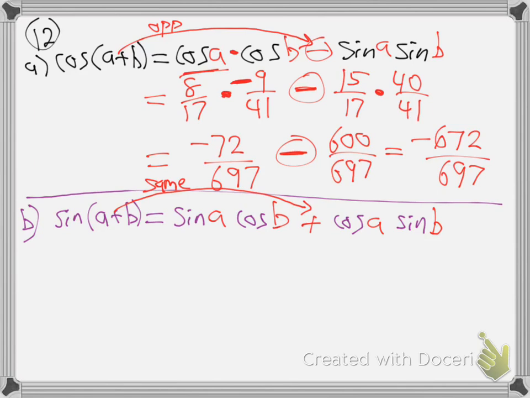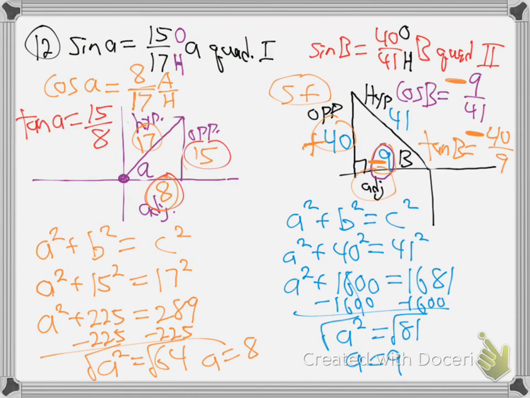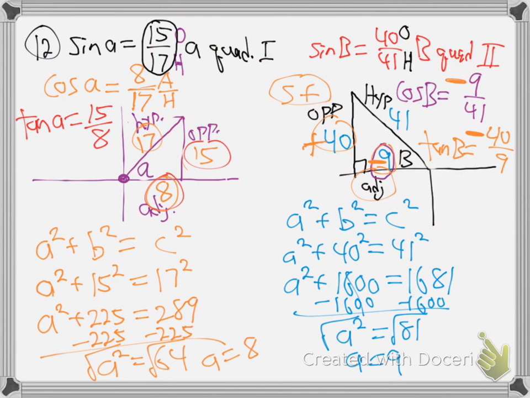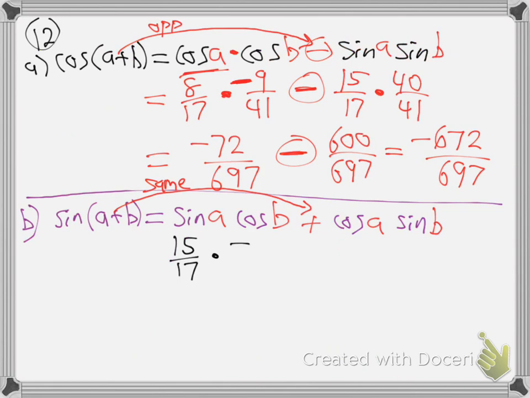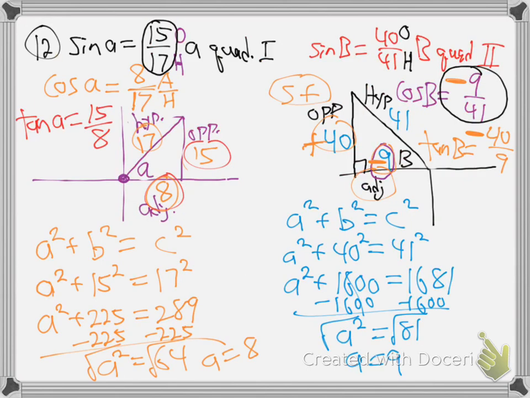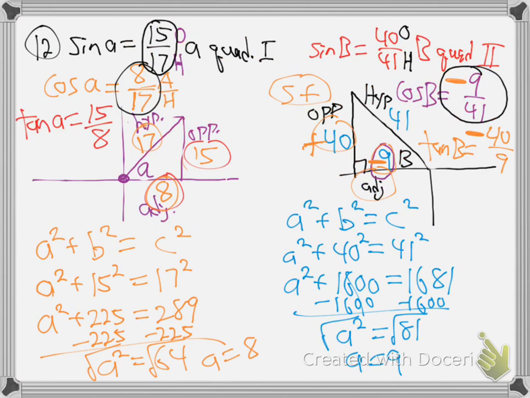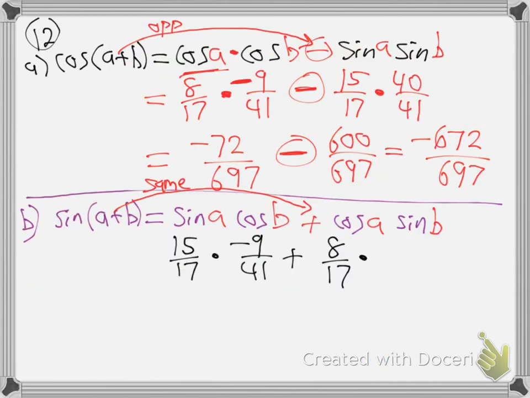So we go back and get them. So first off, sine A is 15/17 times cosine B, wherever that is, cosine B right here, minus 9/41, plus cosine A. Cosine A is 8/17 times sine B. Sine B is 40/41. Like that.